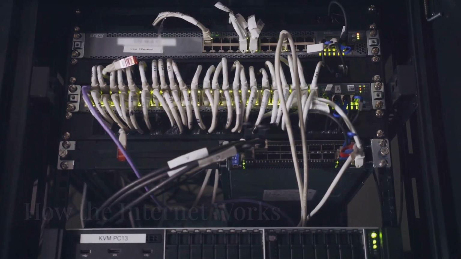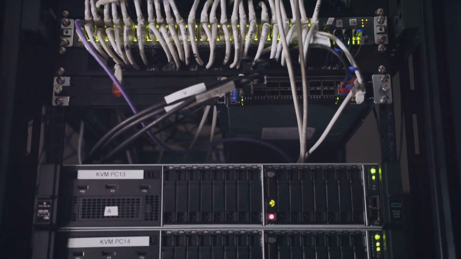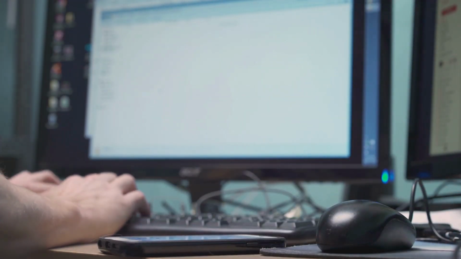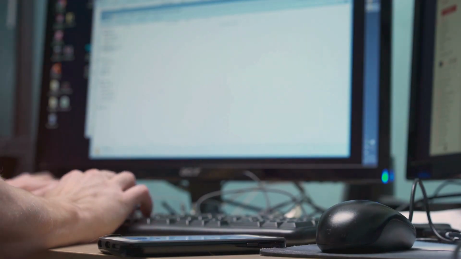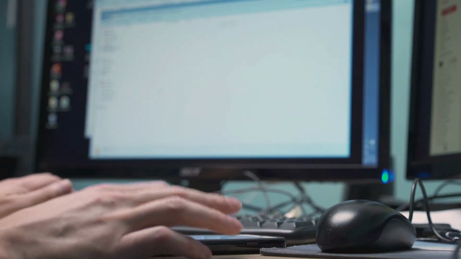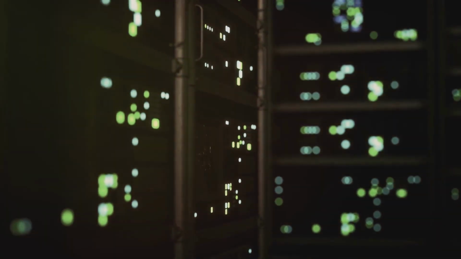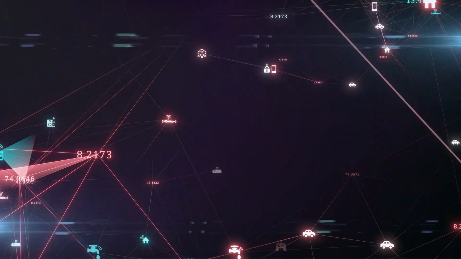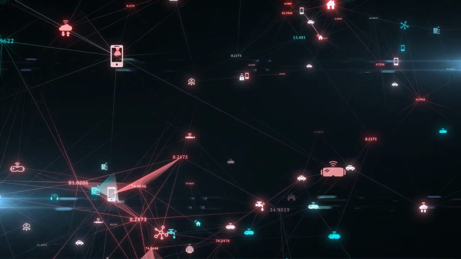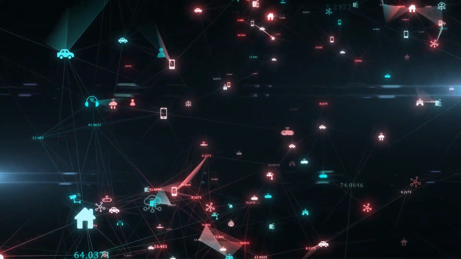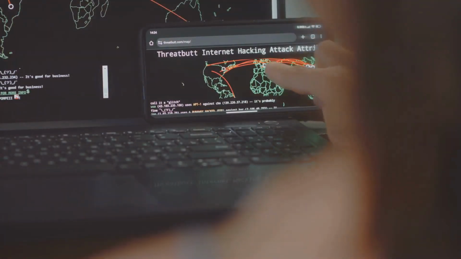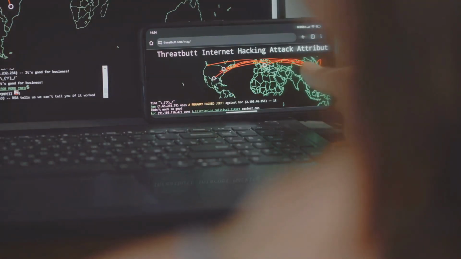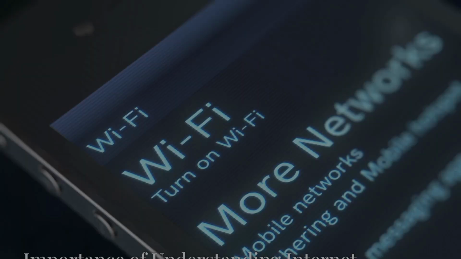The internet works by transmitting data between your computer and servers around the world. When you type a web address into your browser, your computer sends a request to a domain name system or DNS server, which translates the web address into an IP address. This IP address tells your computer where to find the server hosting the website. Data is then exchanged in small packets, traveling through various network nodes and routers until it reaches its destination. This process happens almost instantaneously, allowing you to access information from anywhere in the world.